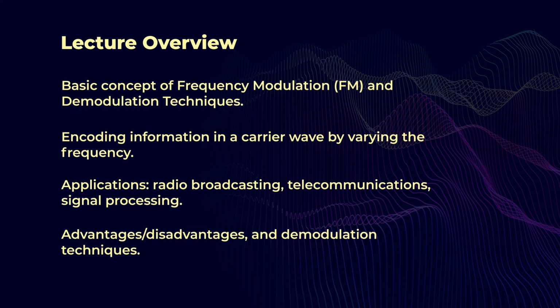Now, we will delve into the frequency generation techniques. There are two primary methods. The first one is the direct FM generation and the second one is the indirect FM generation. Having understood how frequency modulated signals are generated, let's turn our attention to the frequency demodulation techniques. A common method is the frequency discriminator.